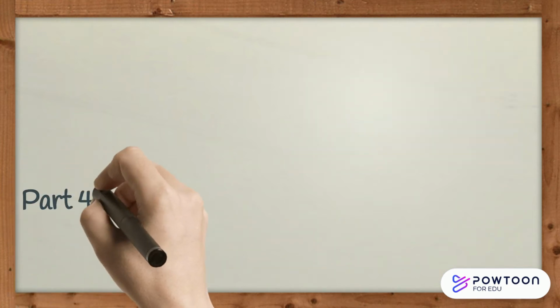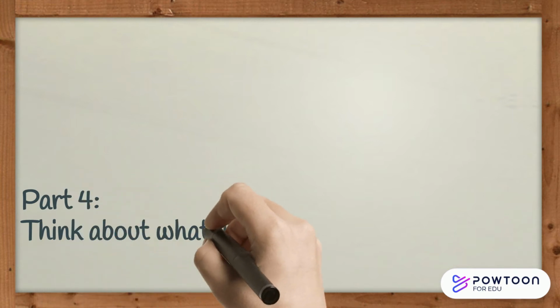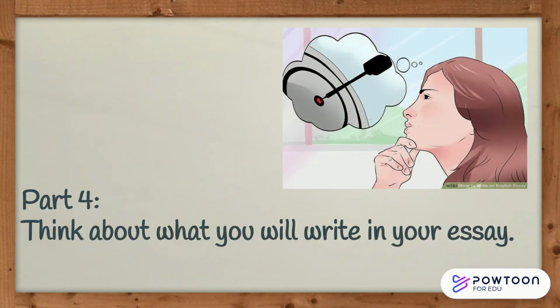Part 4 is think about what you will write in your essay. Now that you have considered your audience and your teacher's expectations, you have to make a detailed outline and think about what you will write in your essay to fulfill those expectations.